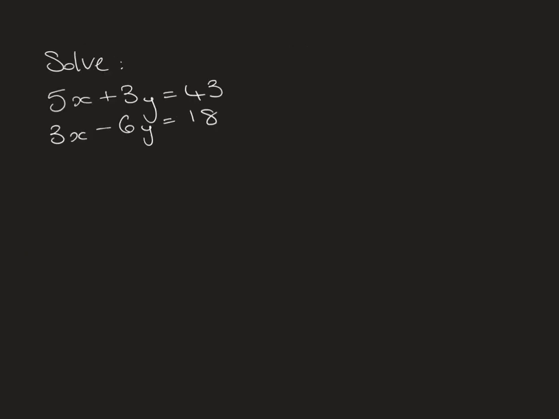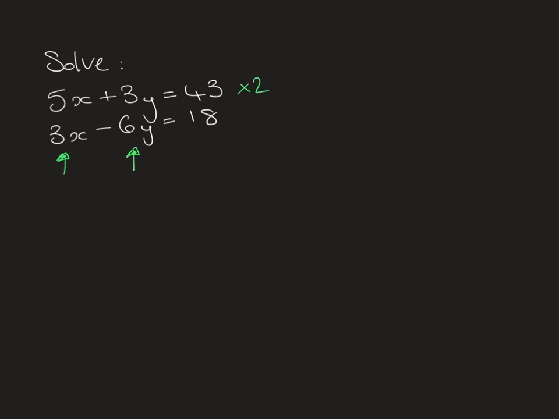I've got a second example, same idea. By starting with comparing the coefficients, I've got 5x and 3x. They're not the same, and it's not easy to make those the same. But looking at the y coefficients this time, if I double 3, I get 6. It doesn't matter that one's positive and one's negative. We're just looking at the values.